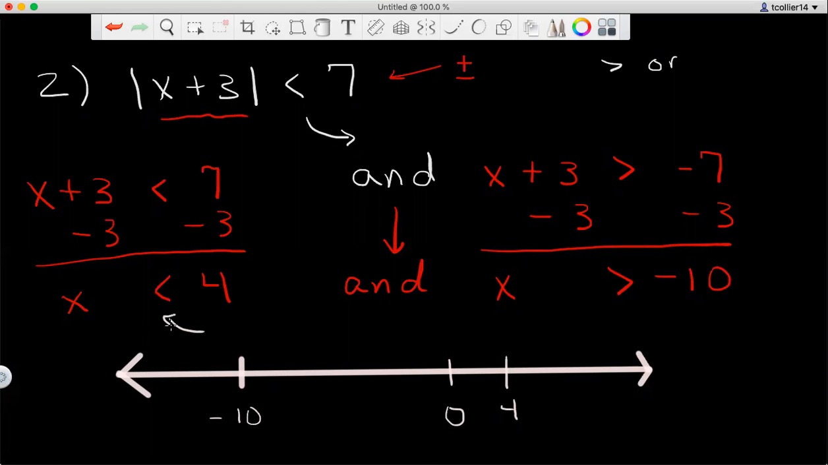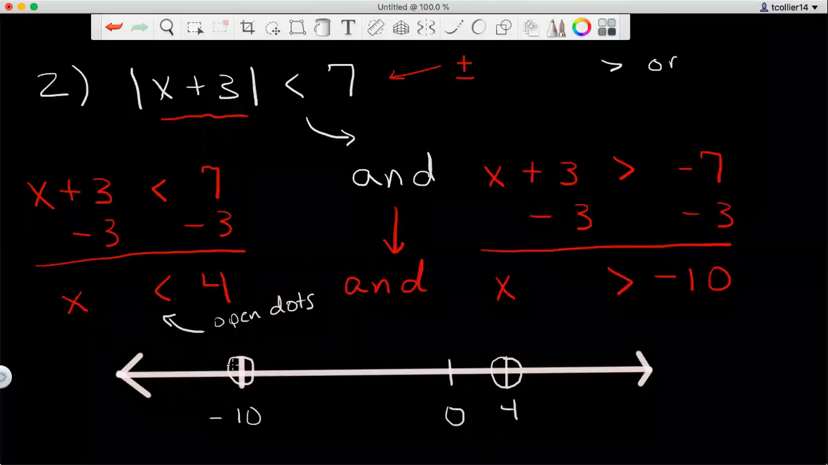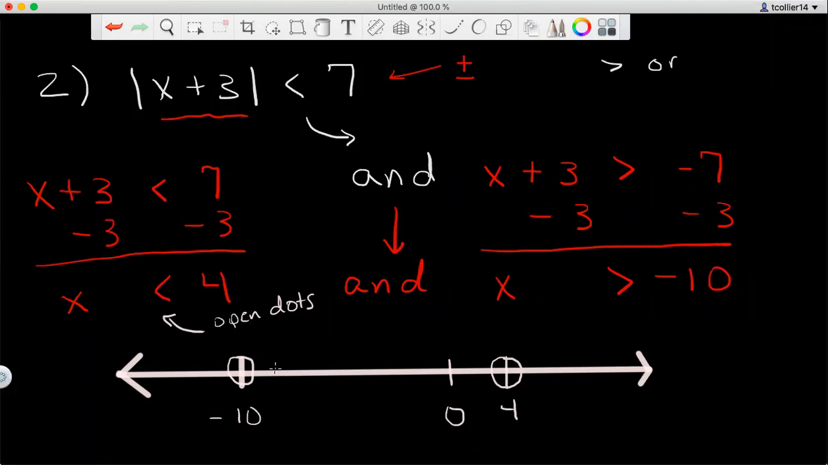And what I want to do is, because I have a less than symbol, I'm going to use open dots. So I'm going to put an open dot around 4, an open dot around negative 10, and the inequality sign is going to show me which way to shade. So let's look at the 4 first. I'm going less than 4. So any number less than 4 has to be shaded. So I'm shading to the left. So I'm going to shade this line till I get to negative 10, and then I'm going to stop.